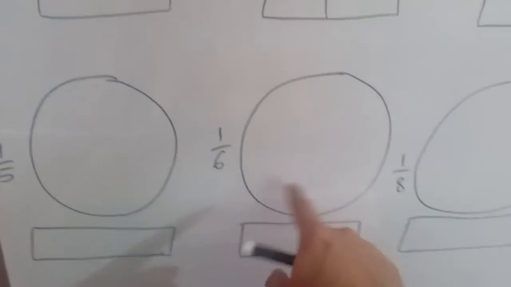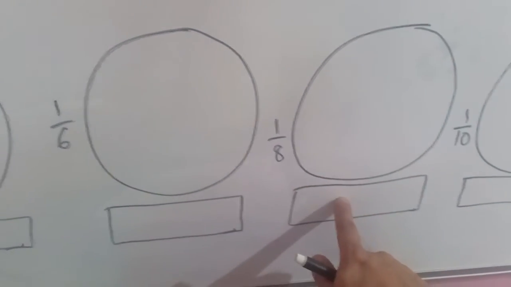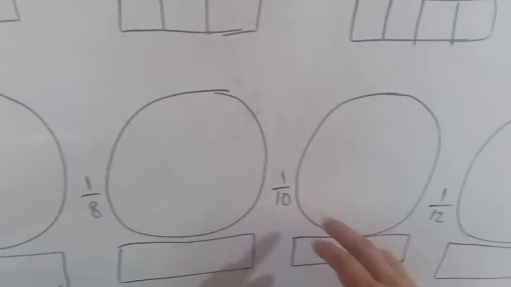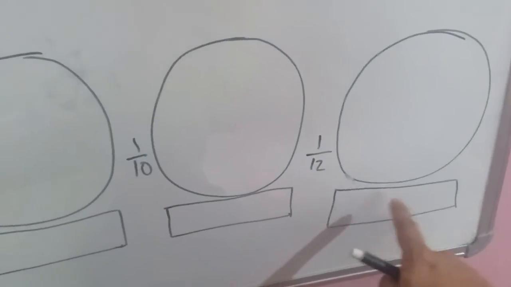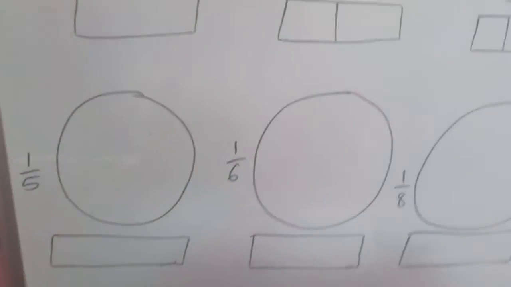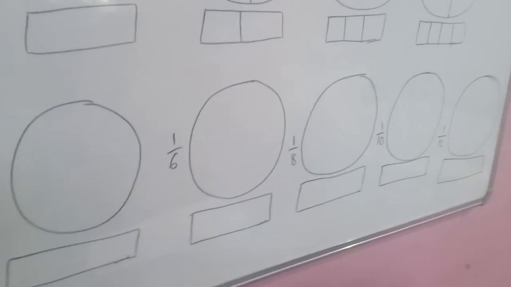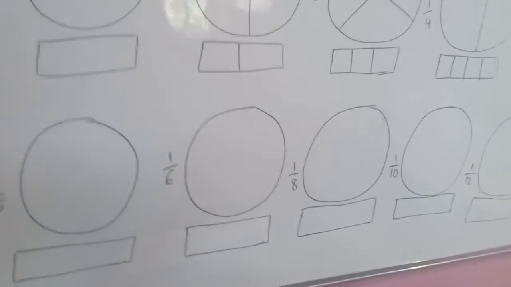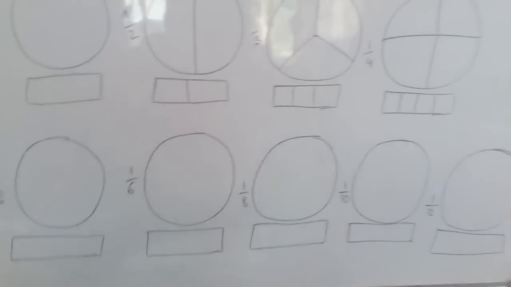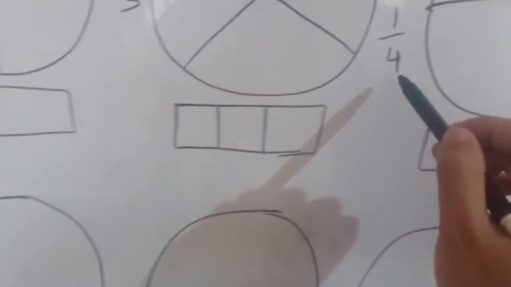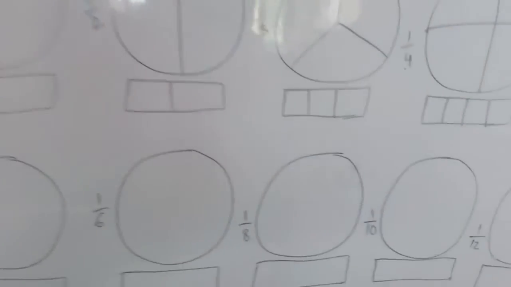You have to divide this into 1 by 6, this one into 1 by 8, 1 by 10, and 1 by 12. These 5 fractions you have to do on your own. So I leave that to you. The lower number is called the denominator and the upper number is called the numerator.